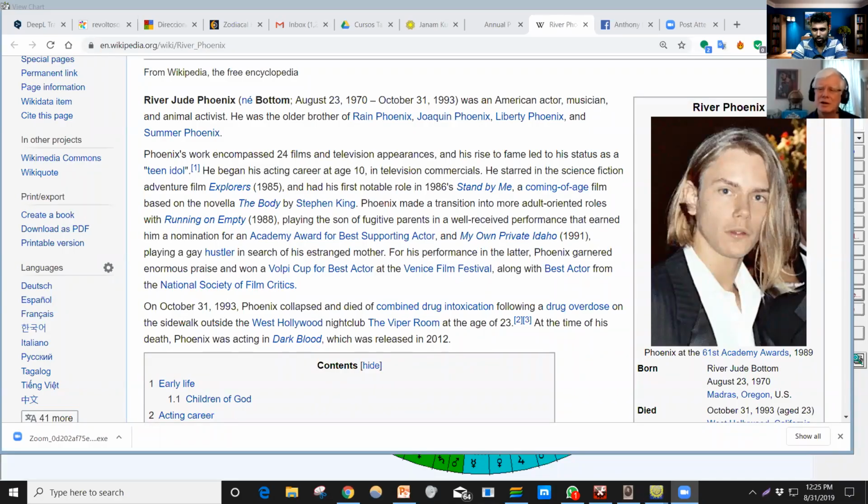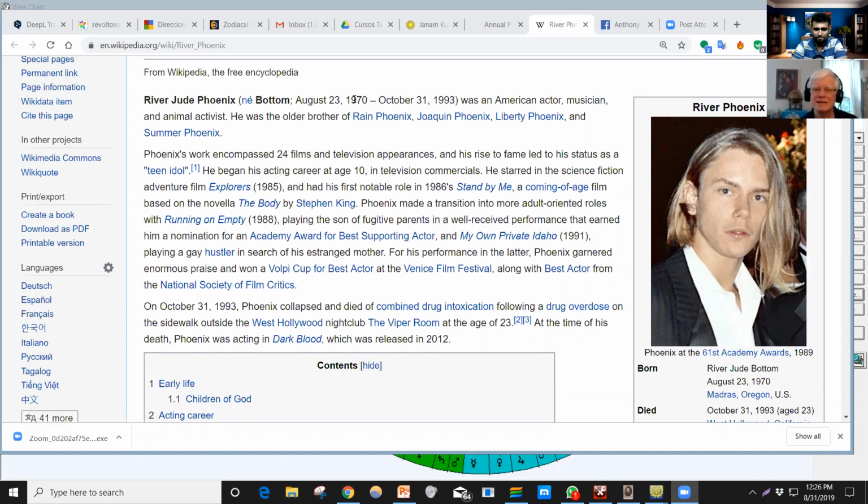Yeah, it's there. Okay, so this is River Phoenix, the actor who died young of a drug overdose. I don't know, do you know him or? Yeah. Okay. And what's notable is we have a good chart for him.